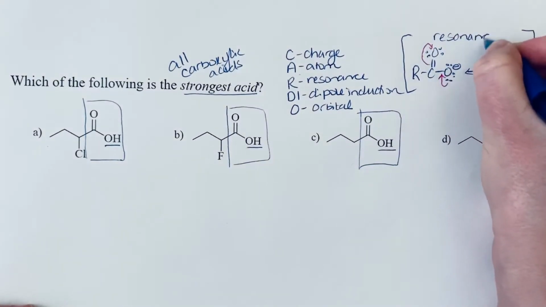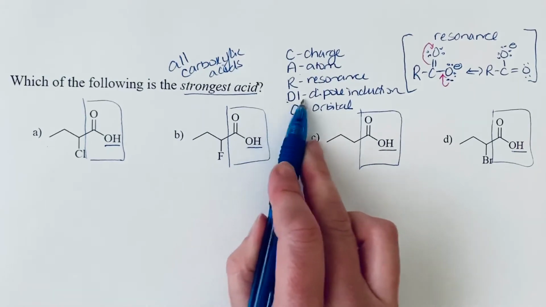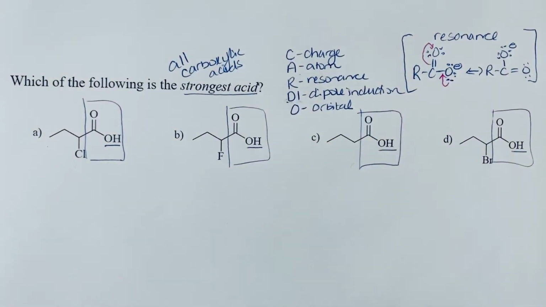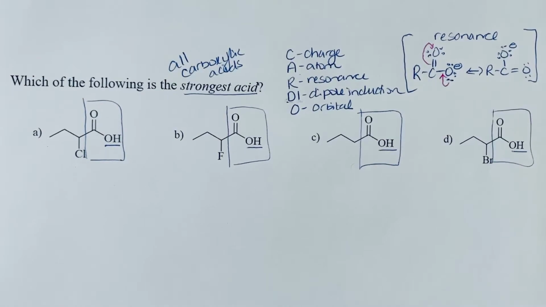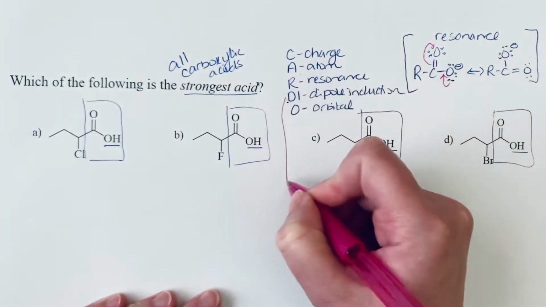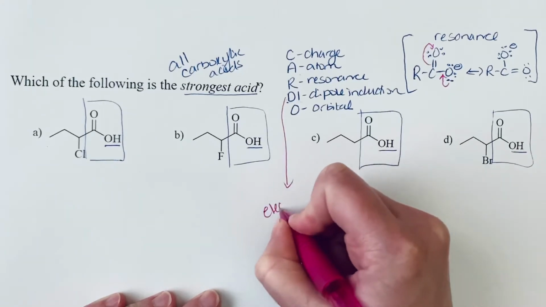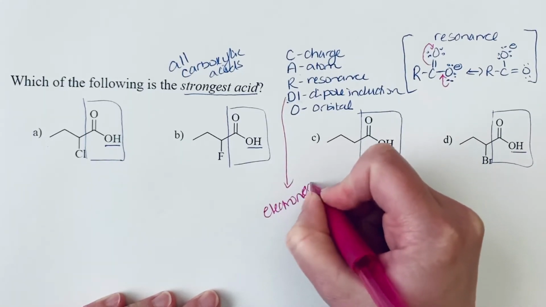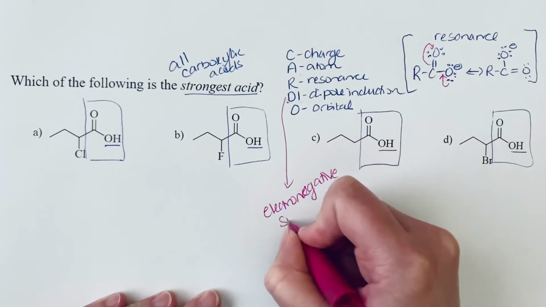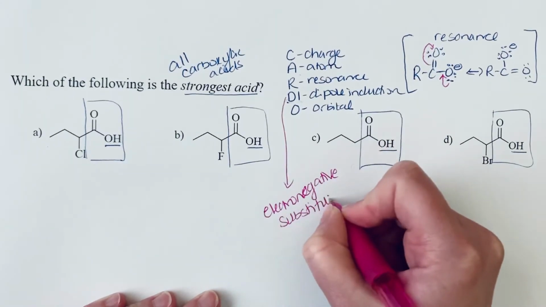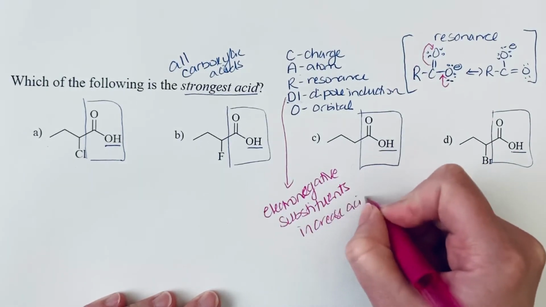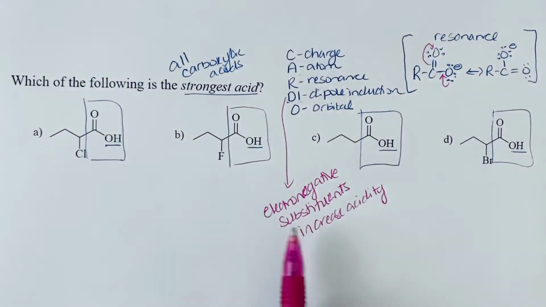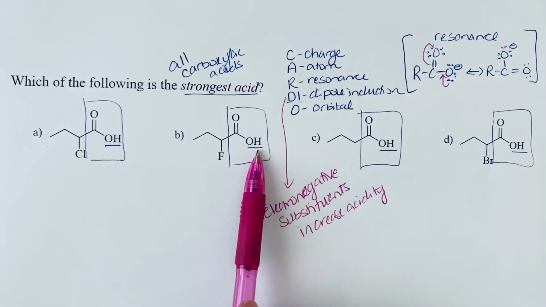So now we move down to dipole induction. What this means is if you have a substituent, something in your molecule that can also help to share the charge, to pull electron density away from that carboxylic acid group, that is going to increase acidity. So this is looking for electronegative substituents. And these can increase acidity. And it depends on what that electronegative substituent is and its proximity to the acidic hydrogen.